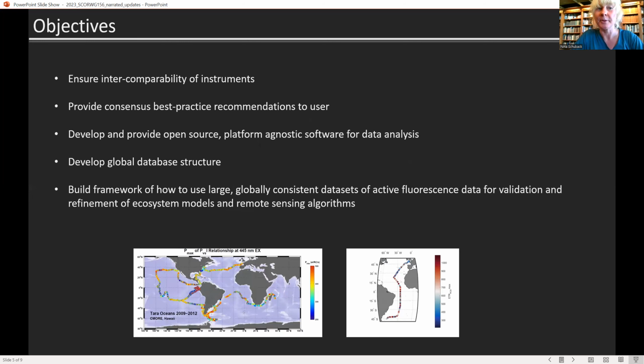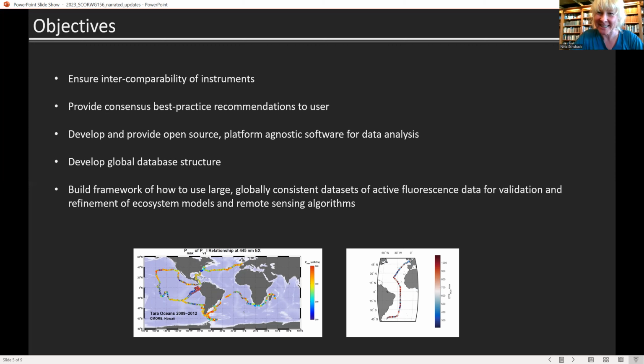Our objectives were to ensure or enhance intercomparability of the data you get from different instrument types, and so provide some consensus best practice, in particular to new users. Something we were thinking very deeply about this whole time is to develop open source and instrument agnostic software for data analysis. And something I personally feel really strongly about was to try and get the community towards a global database structure.